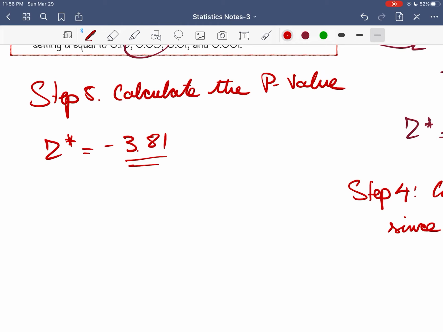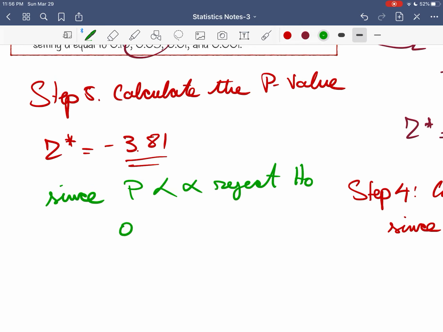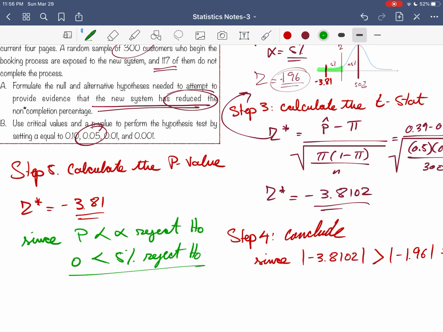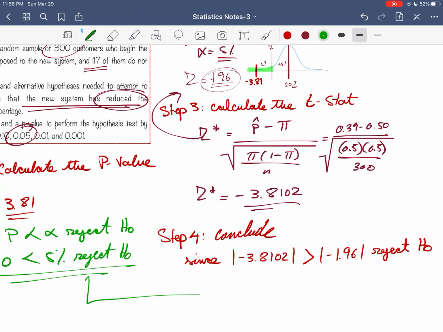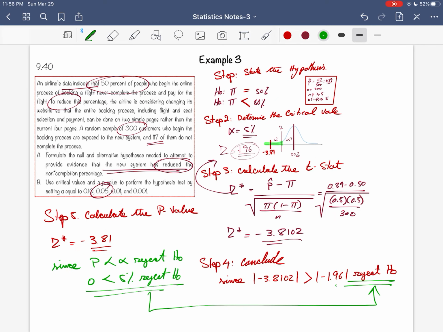So since, I'll do this in green, since P is less than alpha, reject H0. 0 is less than 5%, reject H0. You will never get a conclusion here that is different than here. They will both be the same conclusion. So this is an example of hypothesis testing with population proportions, as well as how to solve for a p-value.